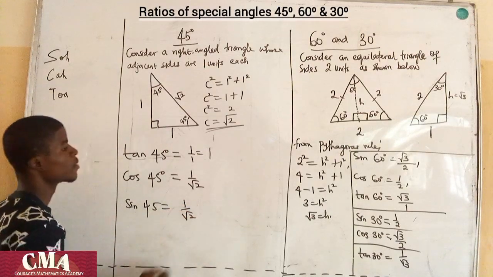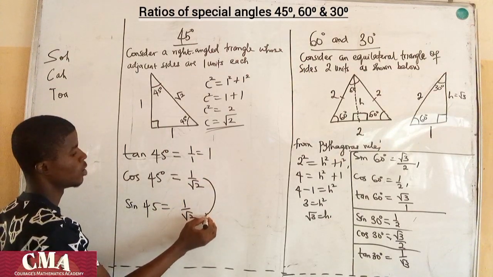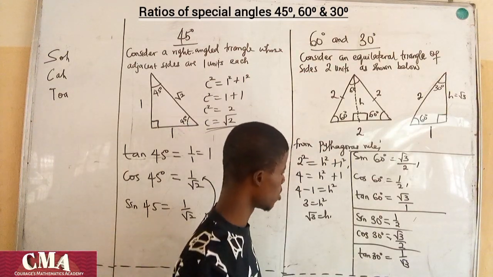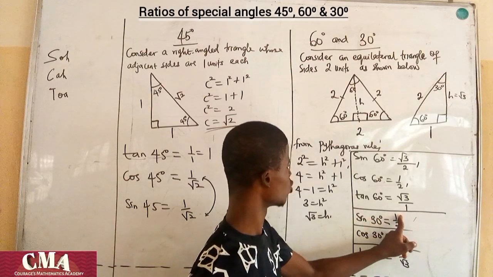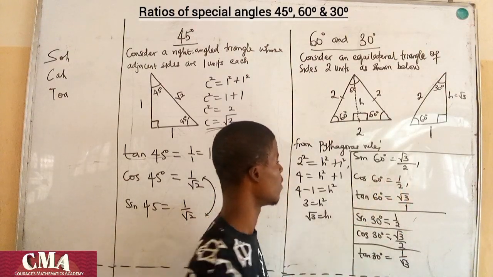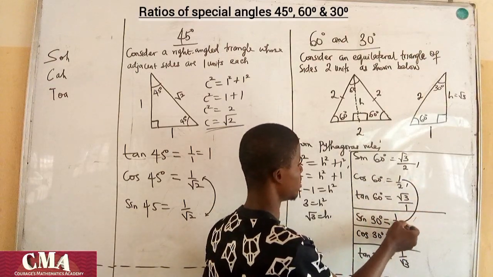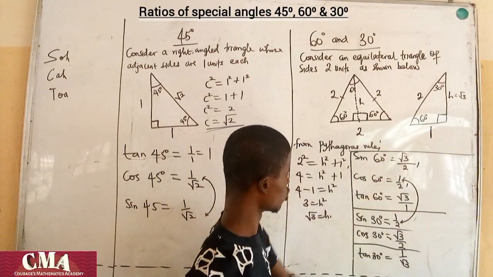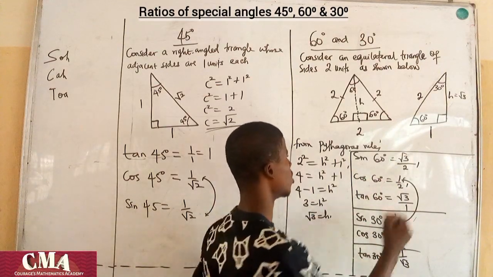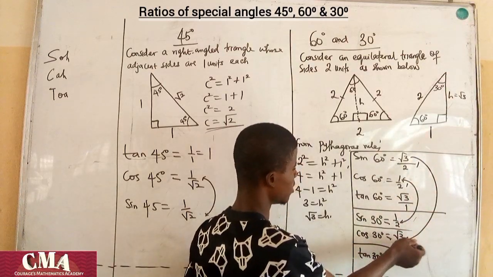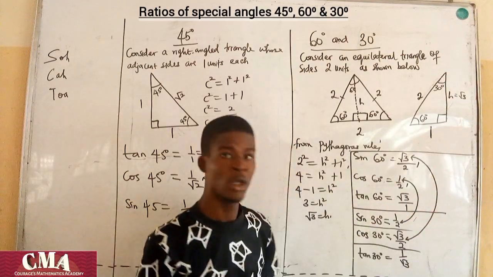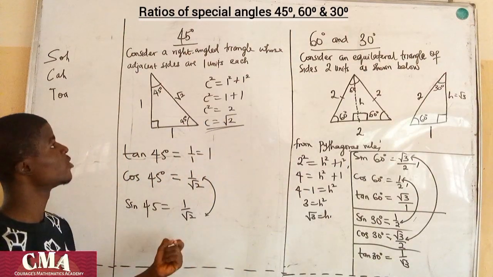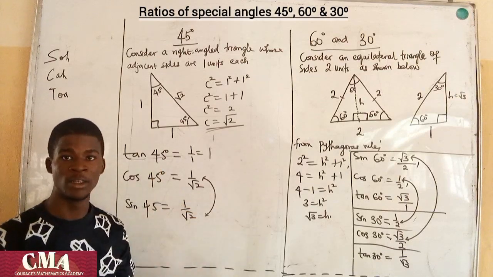So what do you observe? These two angles are equal to each other. I think something like that also occurs here. Sin 30 is 1 over 2. Cos 60 is 1 over 2. So cos 60 and sin 30 are equal in magnitude. Sin 60 is root 3 over 2. Cos 30 is still root 3 over 2. So sin 60 and cos 30 are also equal in magnitude. So this is how to get the ratios of special angles 45 degrees, 60 degrees, and 30 degrees.